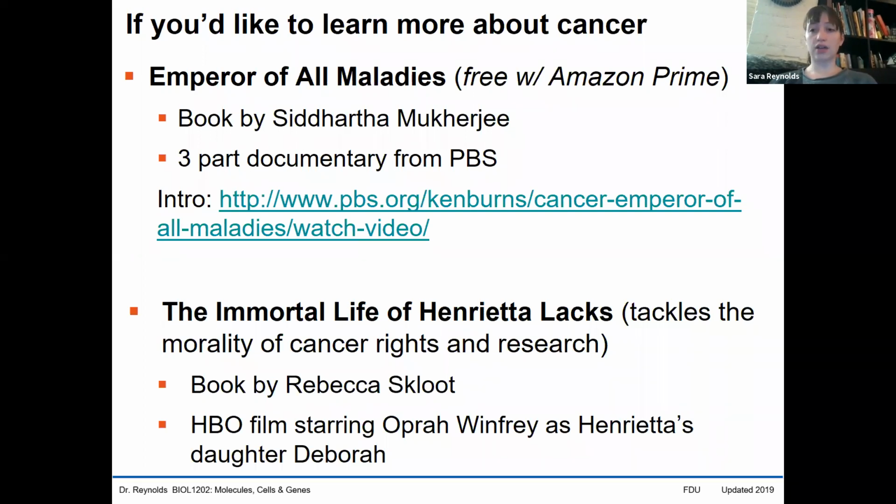Her cancer cells have been sent off into space. They were used to develop the polio vaccine, and there are the images that we show you 9 times out of 10. They're everywhere. There's a book by Rebecca Skloot that is fantastic and wonderful. But if you are more video people, there is an HBO film starring Oprah Winfrey as Henrietta's daughter, Deborah, who recently passed away. And it's a fantastic opportunity to think about this not only from a researcher standpoint, but also from a moral standpoint.